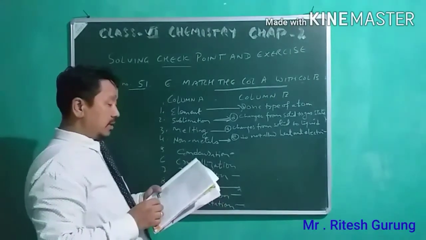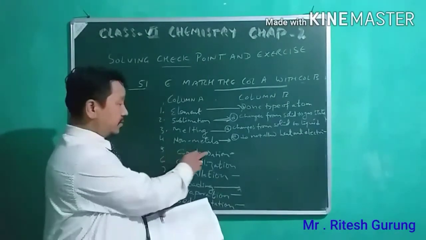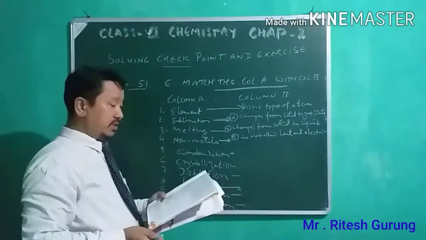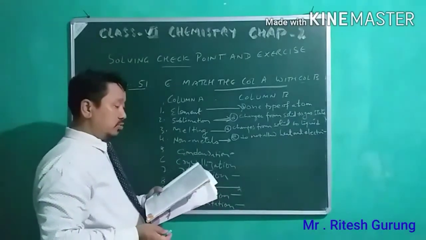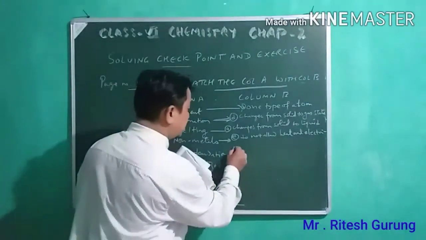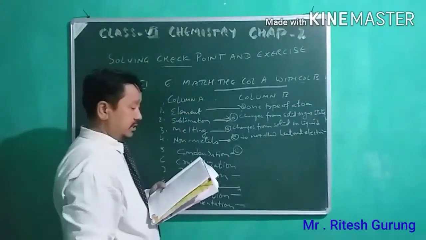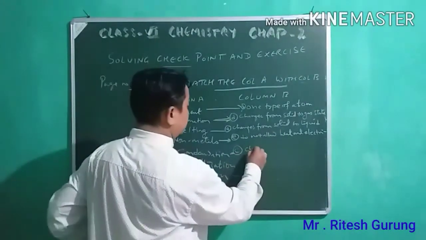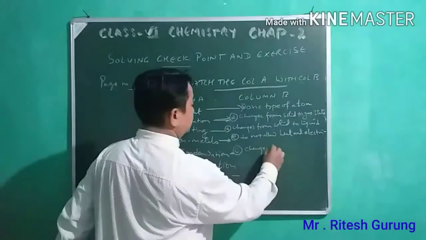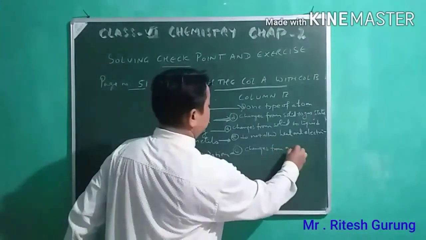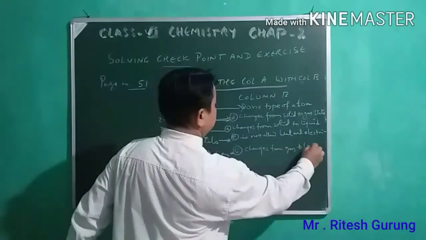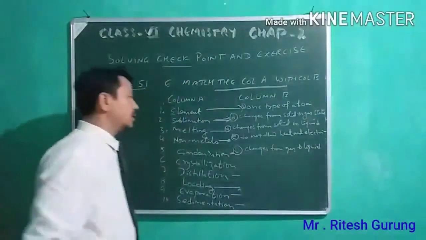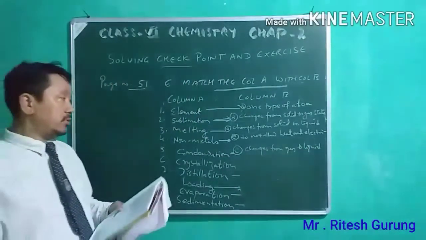Number 5, condensation, matching with changes from gas to liquid. That is option number C. Option number C, changes from gas to liquid.